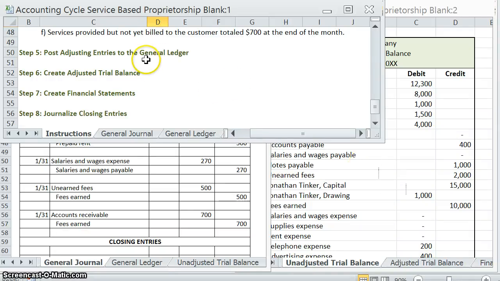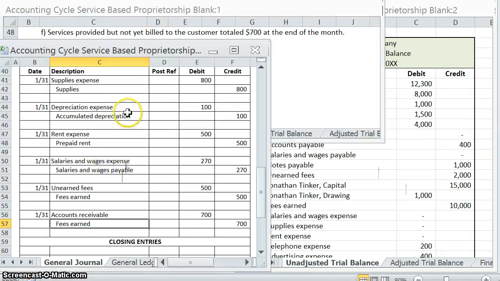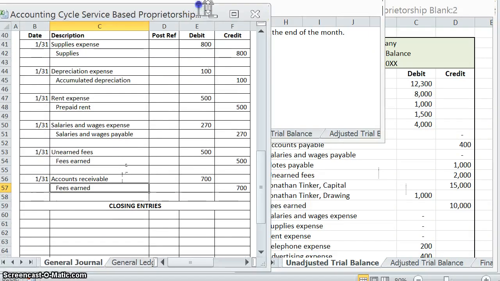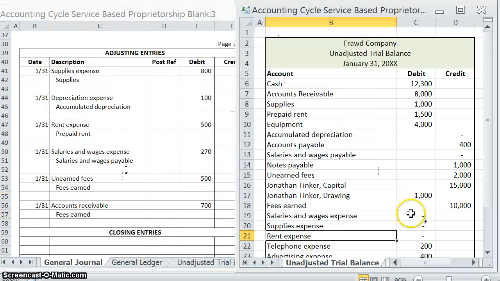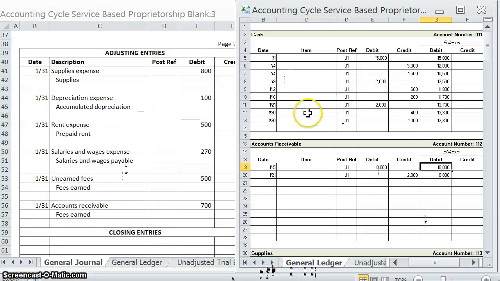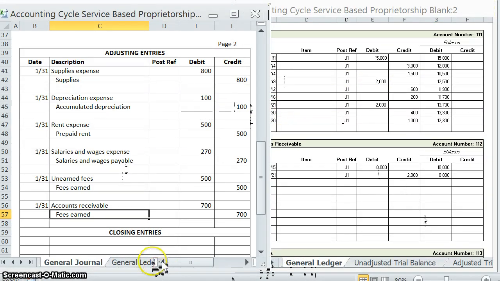All right, in our last video, we did our adjusting entries. So now it is time to post those adjusting entries to our general ledger. Now, posting journal entries to the general ledger is going to work just like it did before with regular journal entries. We're still going to have to make sure that we're focusing on using the correct post ref.